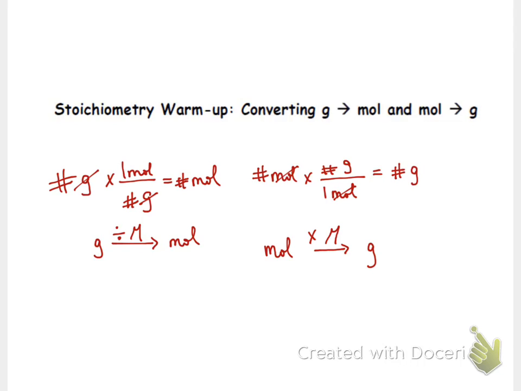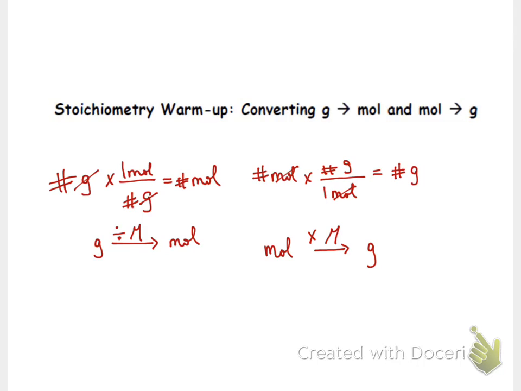And when you're going from grams to moles, you divide by the molar mass, which is the grams per mole, grams on the bottom, because it has to cancel. So divide by molar mass. And going from moles to grams, multiply by the number of grams per mole, which is the molar mass.